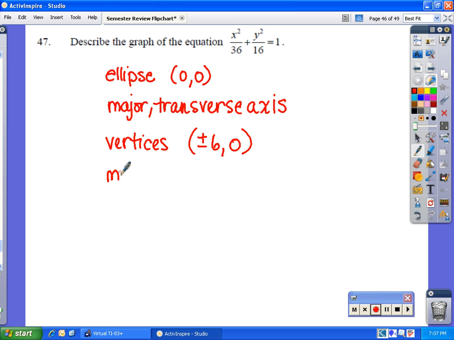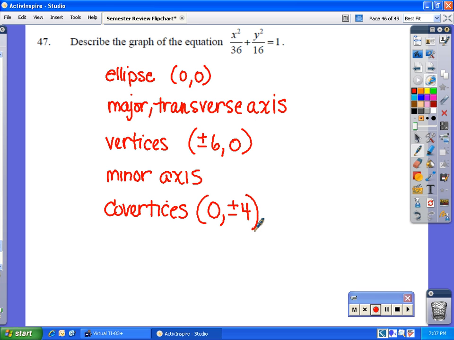On the minor axis, we'll find our co-vertices. These will be 0 plus or minus b, and we get b from the square root of b squared, or square root of 16. This gives us plus or minus 4.